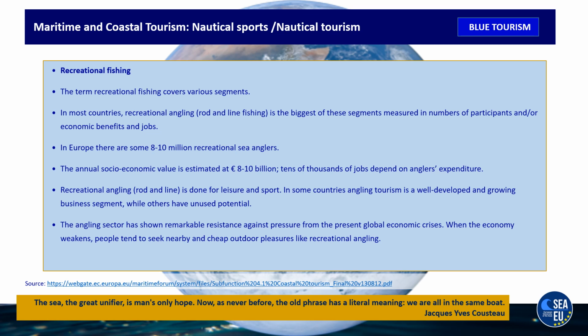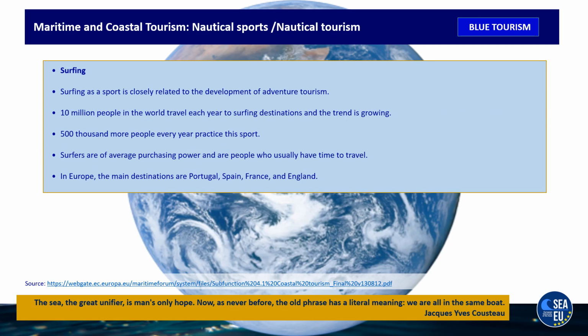Recreational angling is done for leisure and sport. In some countries, angling tourism is a well-developed and growing business segment, whilst others have unused potential. Surfing as a sport is closely related to the development of adventure tourism, and in Europe, the main destinations are Portugal, Spain, France, and England.